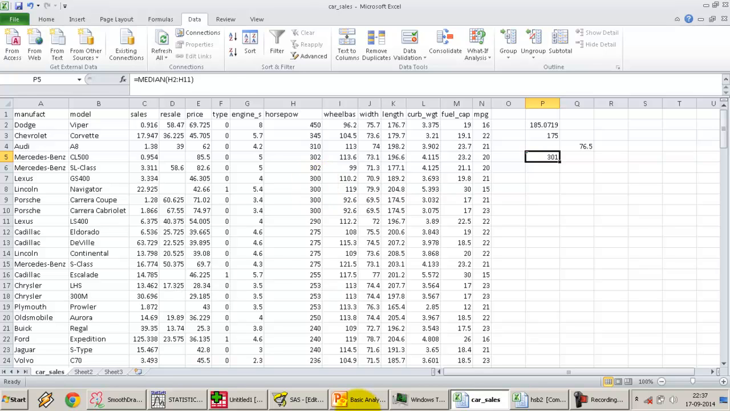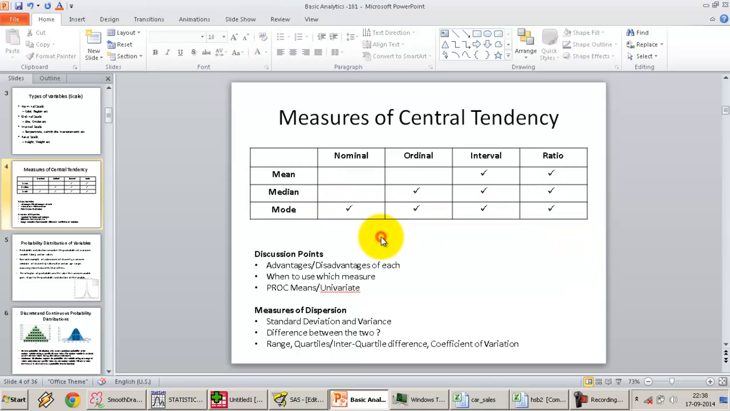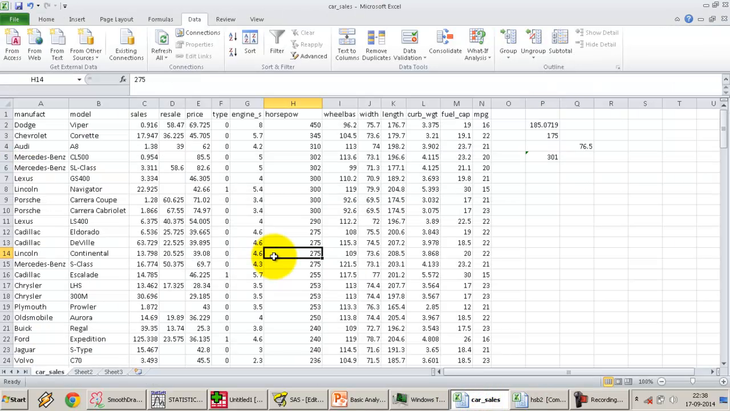So we move on to the third measure of central tendency, which is the mode. Now mode is very interesting. As you can see, it can be used across all kinds of variables irrespective. So it can also be used on nominal scale variables or categoric. So how is mode calculated? Mode is nothing but the value which occurs the most often.